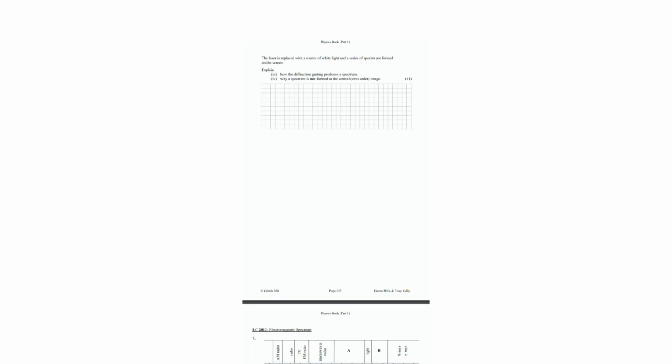Well, let's have a look at the last 2 parts of the question. It says the laser is replaced with a source of white light, and a series of spectra are formed. Spectra or rainbows are formed on the screen. So you've got to explain in part 3 how the diffraction grating produces the spectrum, and part 4 why we do not get a spectrum or rainbow at the 0 order image. So let's have a look at that.